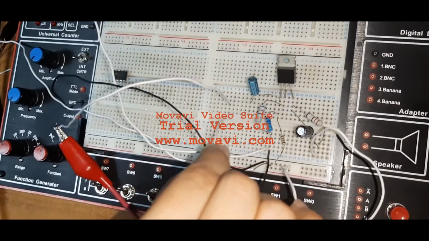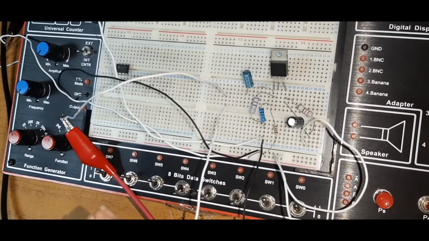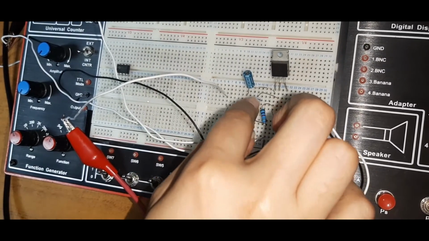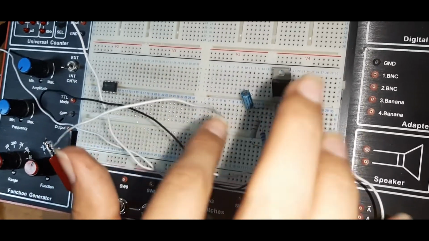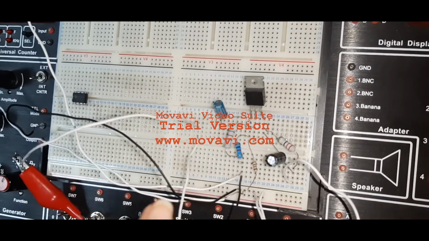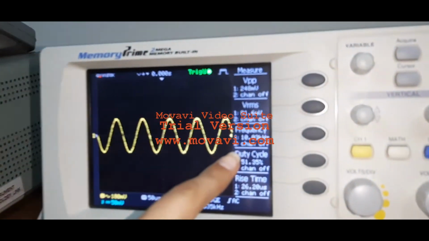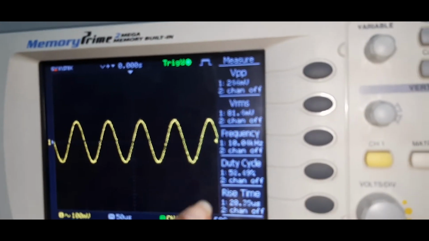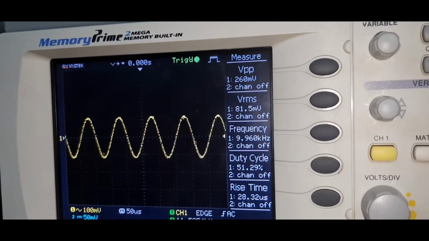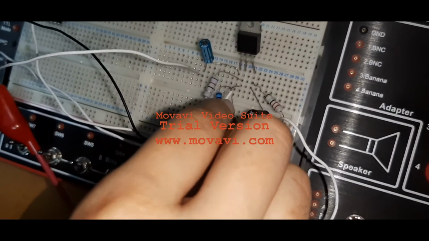Now to calculate the power delivered to the load, we need the value of IRL. Here the load is the collector resistance, which is connected across the capacitor. For this I have applied an input signal of 80 millivolts and a frequency of 10 kilohertz. Now I will calculate the voltage across the resistor, and from there I will calculate the current.